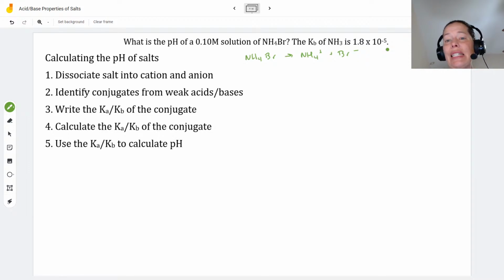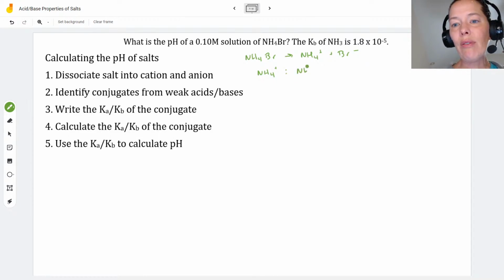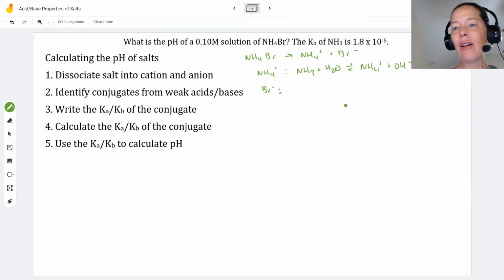Okay, so now I need to decide what these guys are coming from. What are they conjugates of? We've seen ammonium, I think this is now maybe our 3rd time of seeing ammonium. So you already know that ammonium is coming from ammonia. So again, ammonia in water is going to give ammonium and hydroxide. And our bromide anion here is actually coming from hydrobromic acid, which is a strong acid.